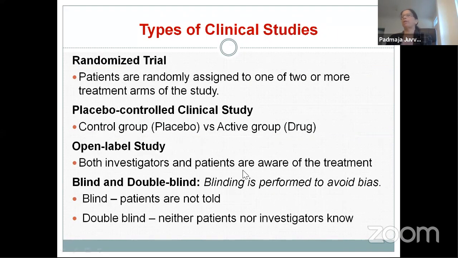So the next slide basically defines the different types of clinical studies which are done in a normal way. When I talked about the randomized trial, what does it mean? It means that when the subjects come into the clinical trial, they are randomly assigned to one of two arms of the study. This is only to avoid bias again.